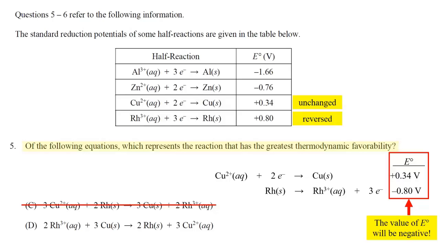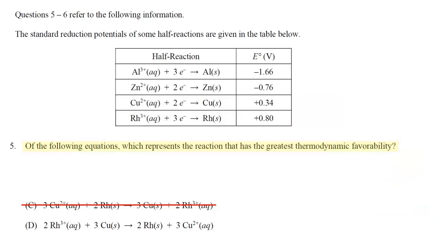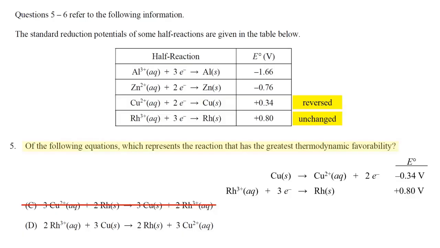Now, for choice D, I'm going to just switch things around, which means I'm going to reverse the copper half reaction, putting solid copper on the left and aqueous copper ions on the right, and I switched the sign, so now that's negative 0.34 volts, and I'm not going to change the rhodium half reaction. So I have aqueous rhodium ions on the left and solid rhodium on the right. And that would give me a cell potential of positive 0.80 volts because I didn't change that reaction.